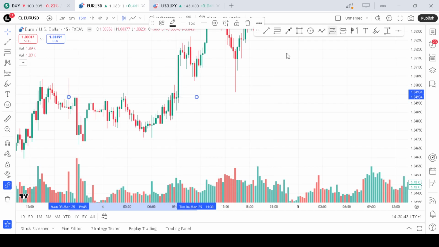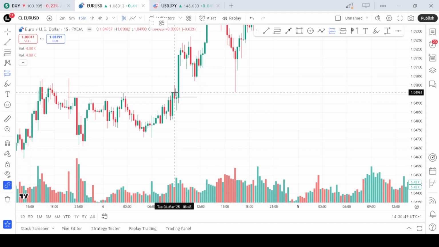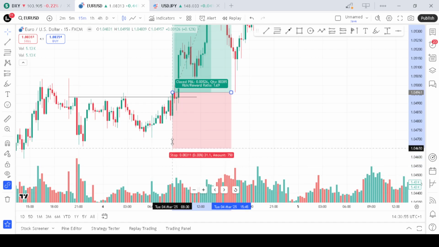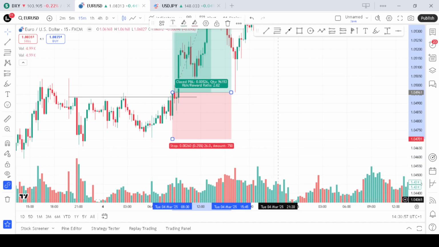So when we enter this trade at this area, when it breaks, our stop loss placement should be the lowest point of the pattern. So we put it at the lowest point of this pattern. This is where we put our stop loss.